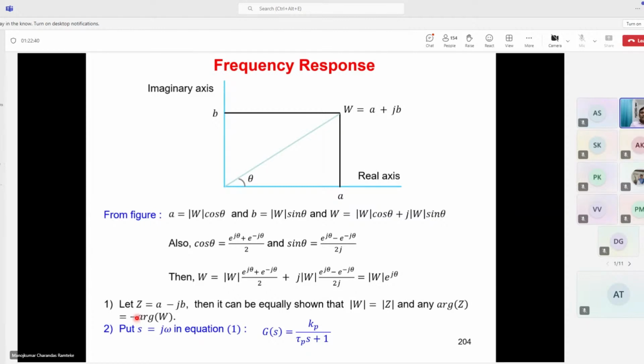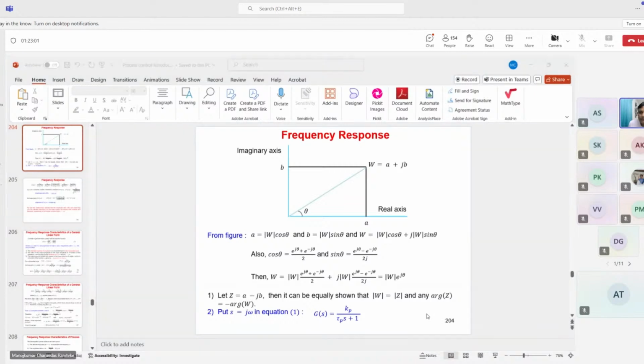Okay. Now once these basics are done, the question here is how we can use these basics intelligently to obtain the frequency response. How can we use these basics to obtain the frequency response? That is the question we are trying to answer. Can anybody say?